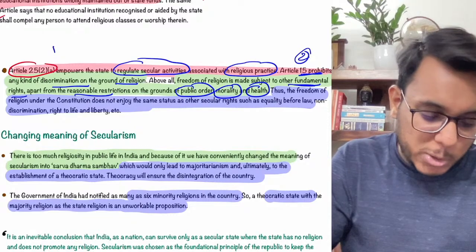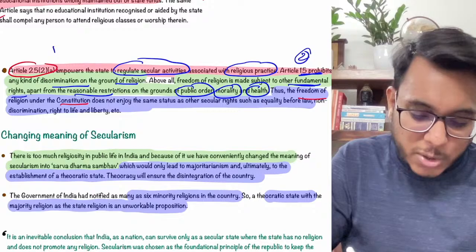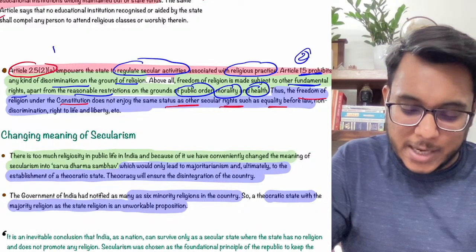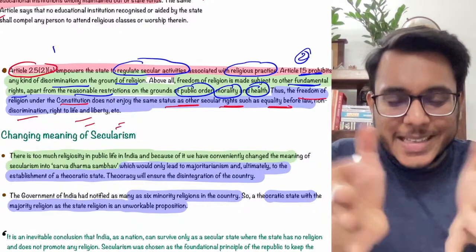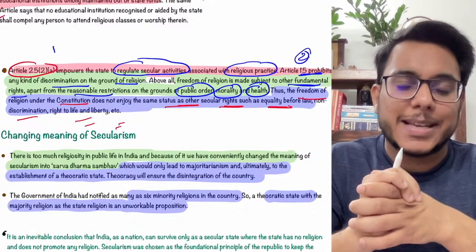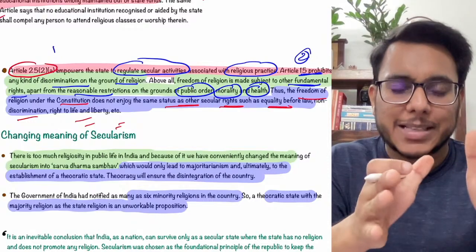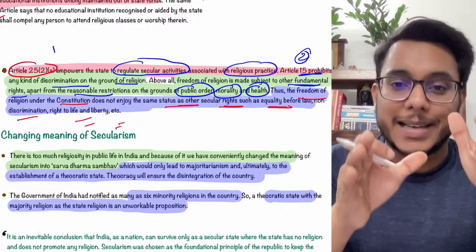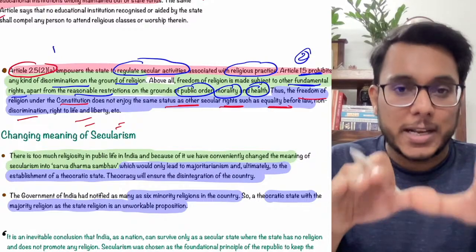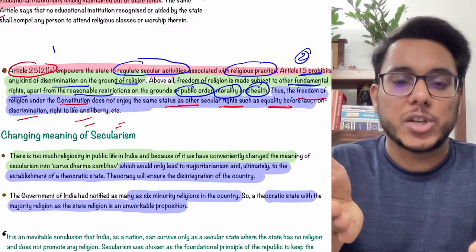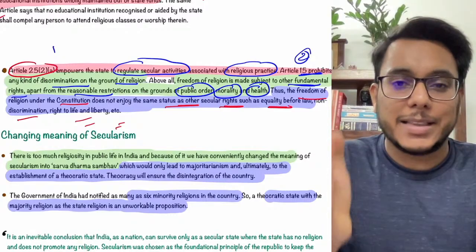Clear? Further, it has also been provided that the freedom of religion under the Constitution does not enjoy the same status as other secular rights such as equality before law, non-discrimination, and the right to life and liberty. So what does this sentence mean? It means that when we talk about the right to religion, we have given it to the people, but at the same time the state has a lot of power to control it. But while the right to religion is being regulated, unnecessary discrimination should not be there, and religion should not impact public order, health, etc.